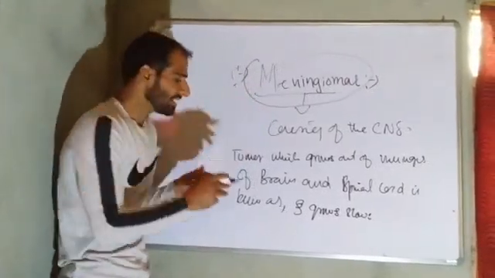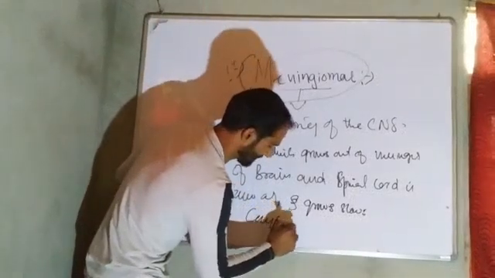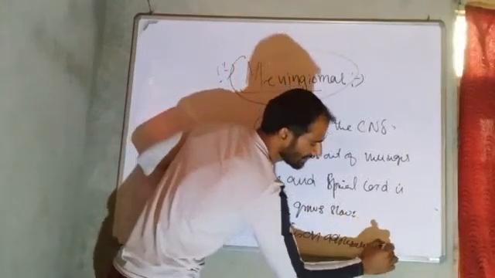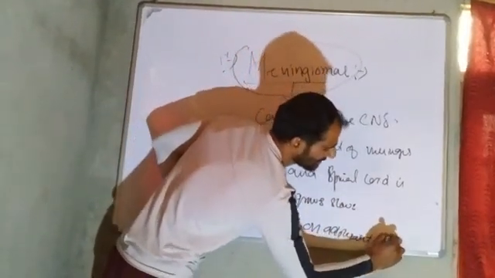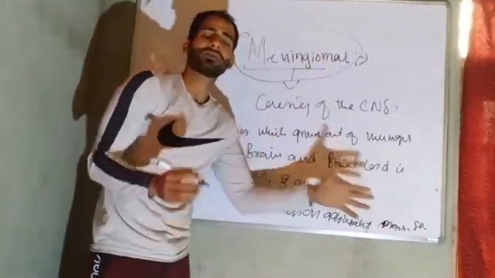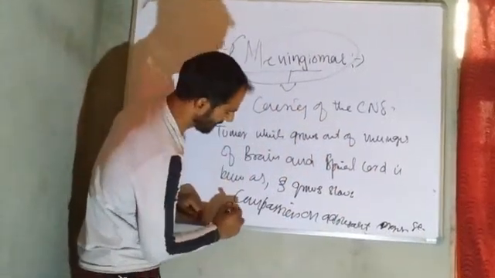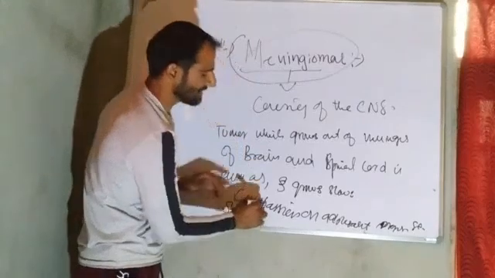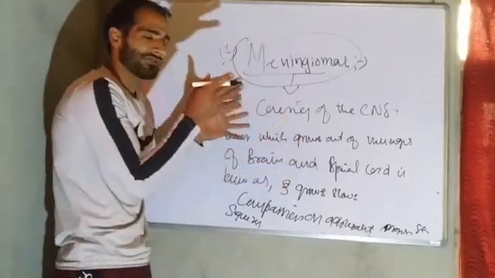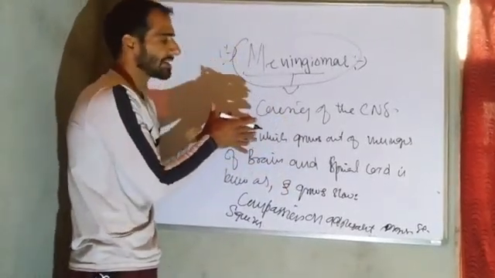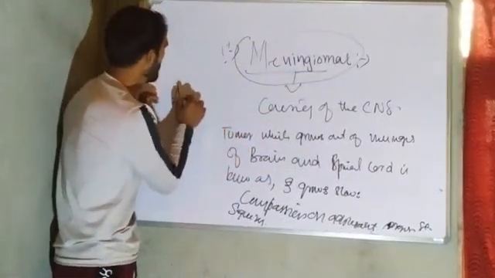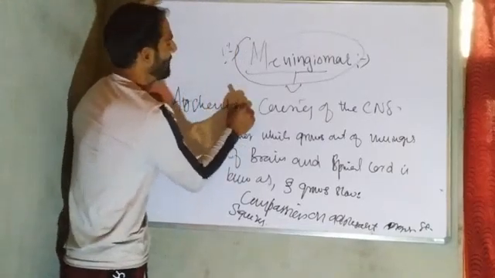Because it puts compression on the adjacent organs or structures. It squeezes and compresses the adjacent structures which are present. So now the question is, in which layer of the meninges is meningioma usually found? Usually it is found in the arachnoid mater.